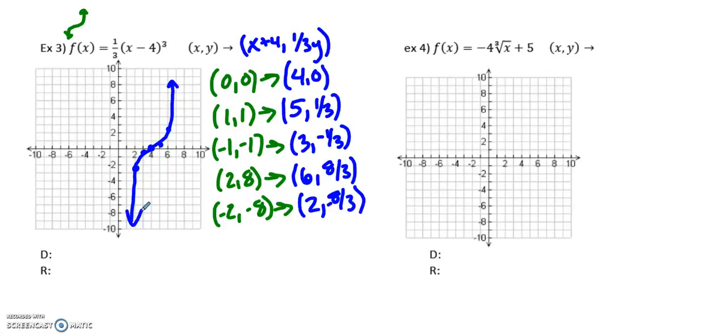So there's my transformed graph. I used a lot of points to make sure I get a good look at it. The domain and range are both going to be negative infinity to infinity.